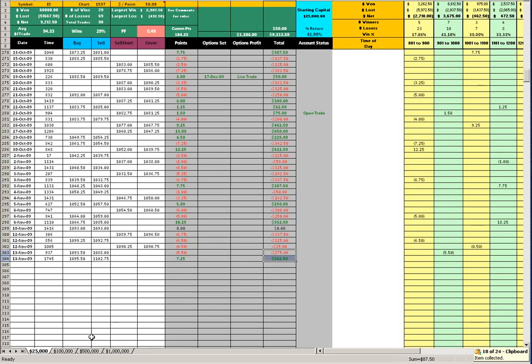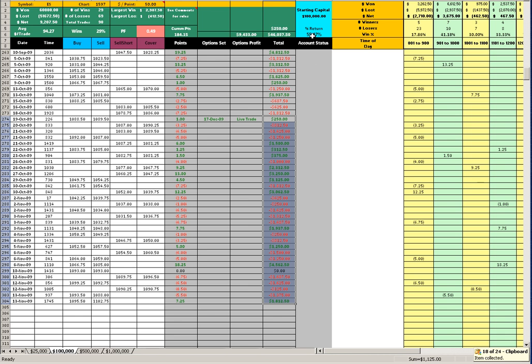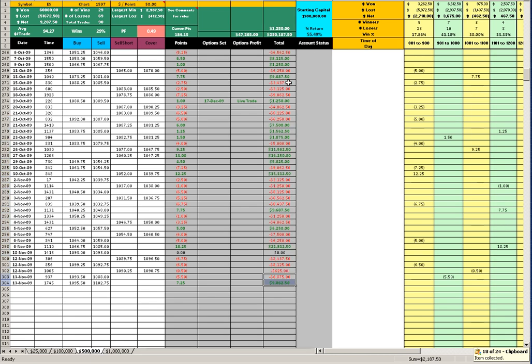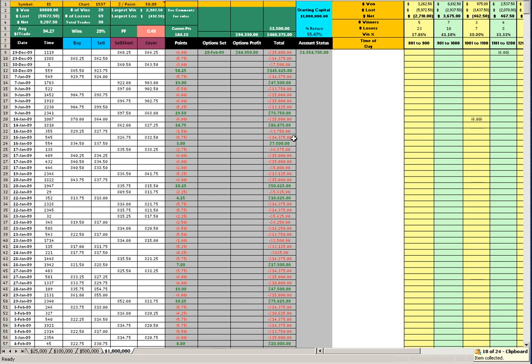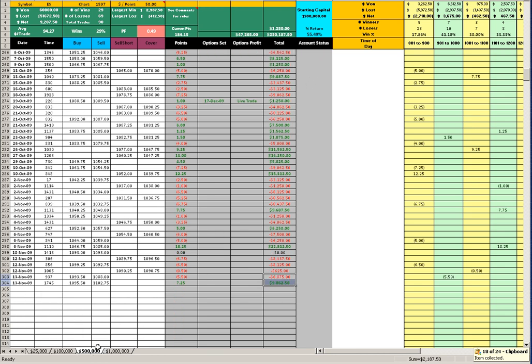We're 42% up on the $25,000 account, 55.5% on the 100,000, 500 grand is 55% up, and $1 million accounts again 55% up. So that's since January this year. So 2008, we're traveling okay at the moment.